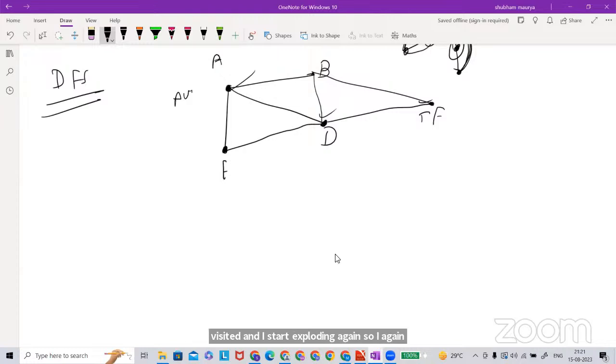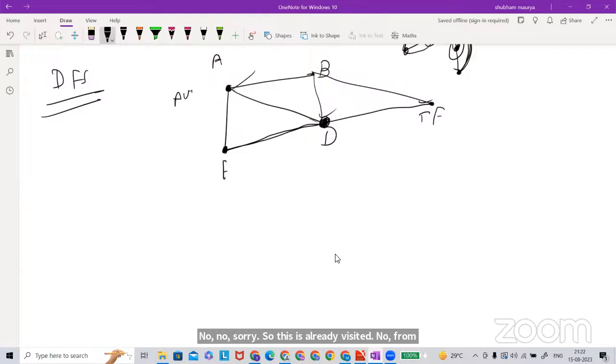I can go this way, but we cannot go back. We have an unvisited vertex here, so we will go here. From E, I visited D and I start exploring D now. I can go this way or this way. Suppose I choose this way. No, sorry, this is already visited, so we cannot go this side.